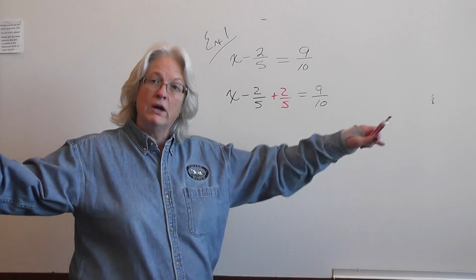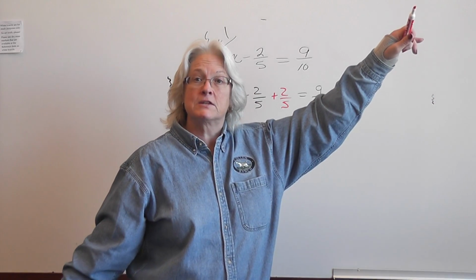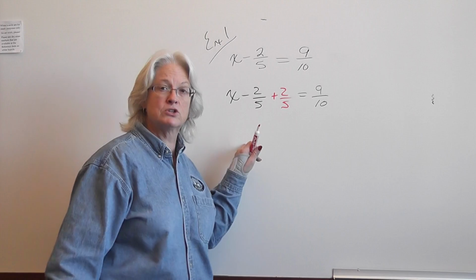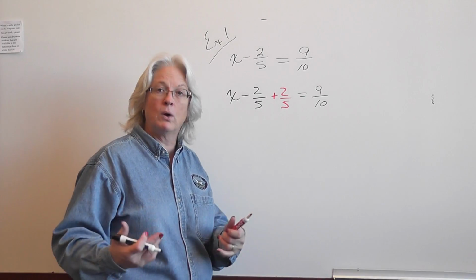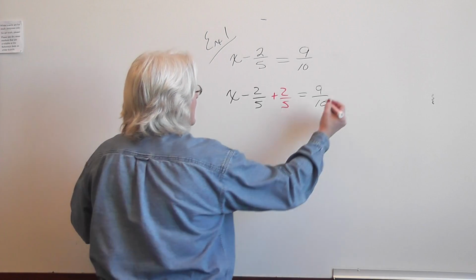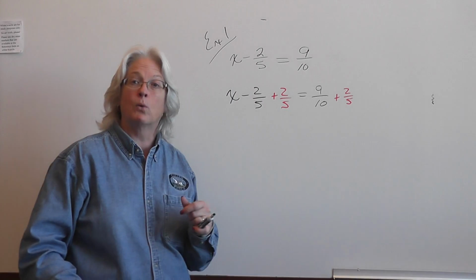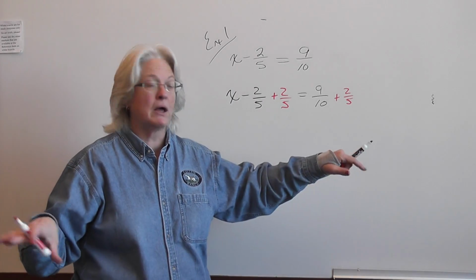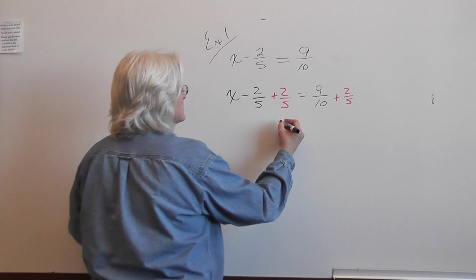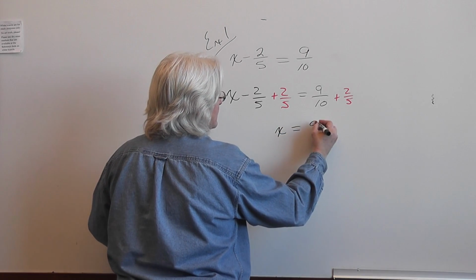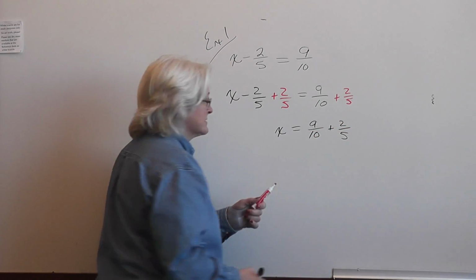9/10. Now our equation had been balanced, but we added 2/5 to this left-hand side of the equation here, so it's out of balance. What do you have to do to maintain balance in our equation here? You have to add 2/5 to the right-hand side of the equation as well. Now our equation's back in balance. All we've done is we've added 2/5. We have x is equal to 9/10 plus 2/5.